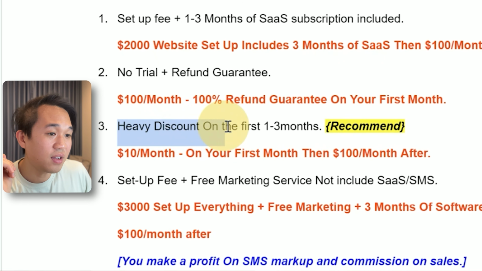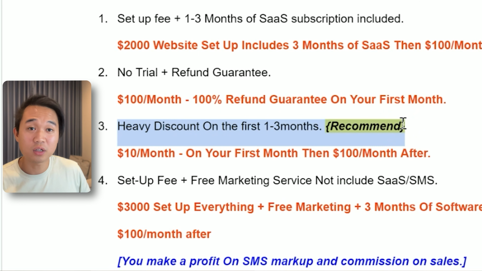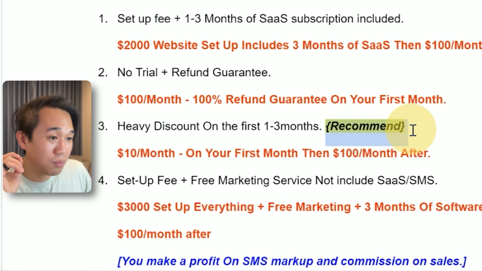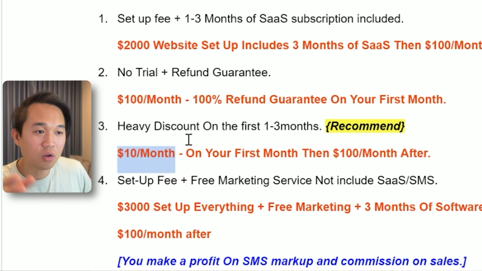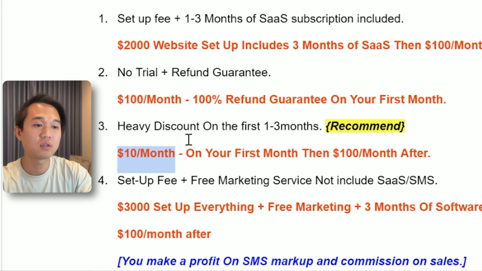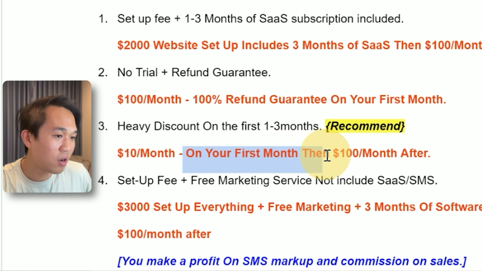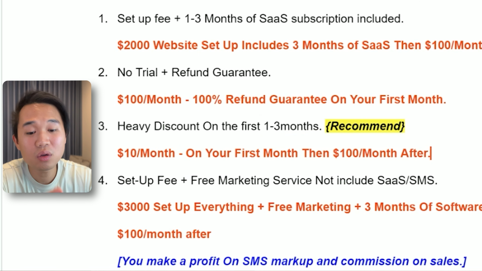So the third option is a heavy discount on the first 1 to 3 months, and this is what we are actually doing ourselves for our software business. This is the option we actually recommend to our students. On the first month, we offer them a 90% discount. So if you have a $100 per month subscription, you offer them $10, and then after the first month, it becomes a $100 per month subscription. That way, there's no refund request.